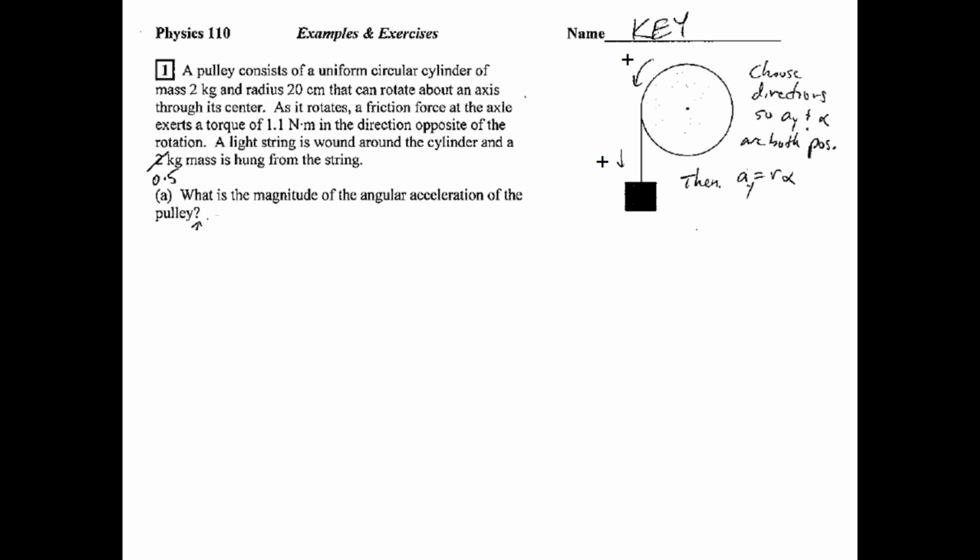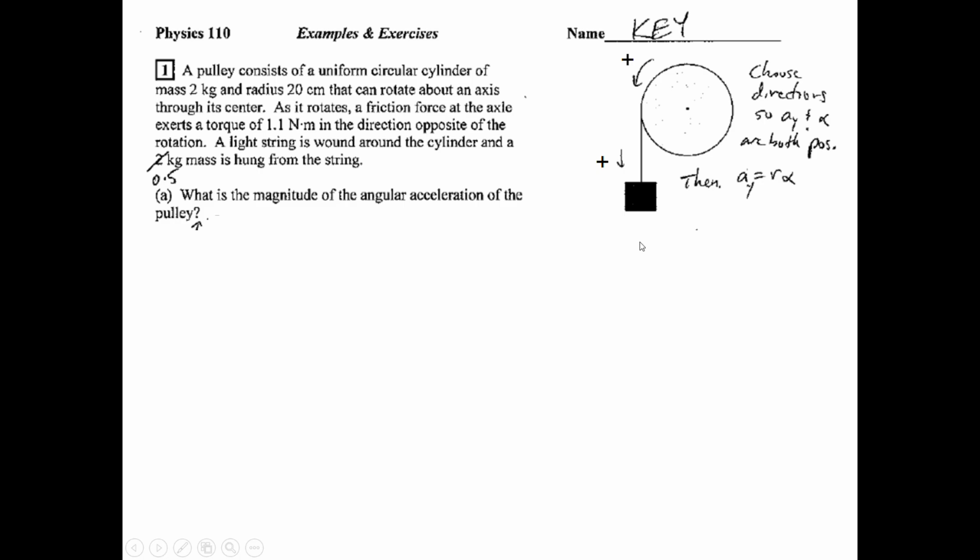We wind a light string around it, so we're going to assume the string is effectively massless, and a 1/2 kilogram mass is hung from the edge of it. And the question is, what is the angular acceleration of the pulley?